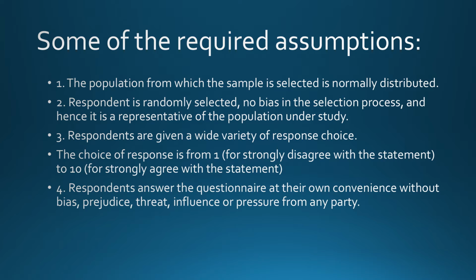Some of the required assumptions. 1. The population from which the sample is selected is normally distributed. 2. Respondents are randomly selected, with no bias in the selection process, and hence are representative of the population under study. 3. Respondents are given a wide variety of response choices.